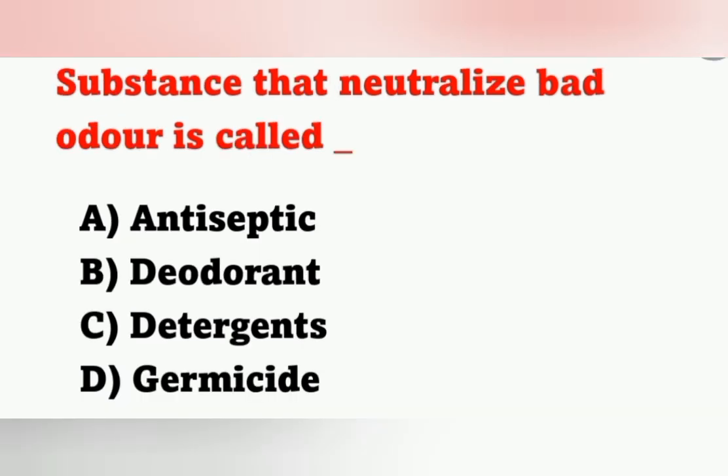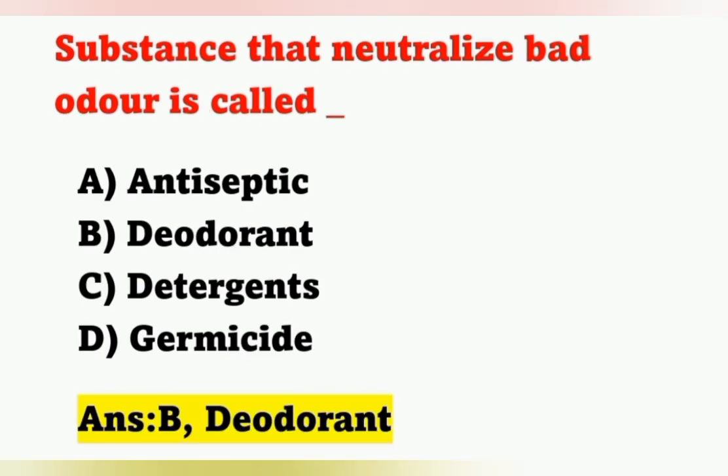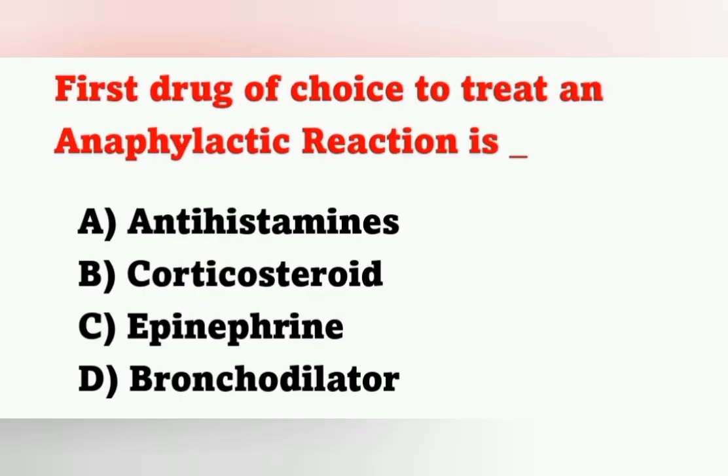Substance that neutralizes bad odor is called? Options. Option A, antiseptic. Option B, deodorant. Option C, detergent. Option D, germicide. Any substance which helps to neutralize or reduce the bad odor of the body is called deodorant. Option B is the correct answer. Move on to the next question.